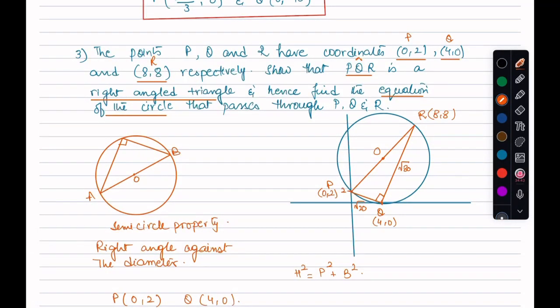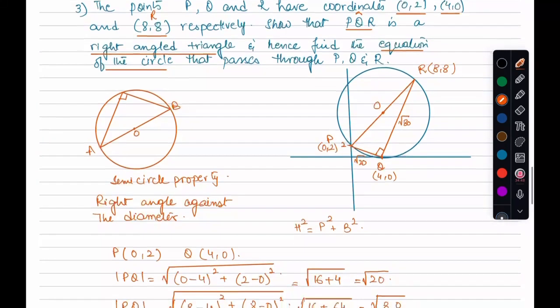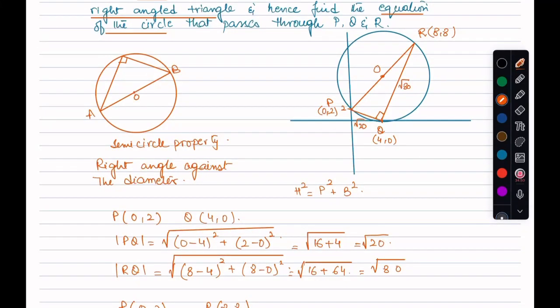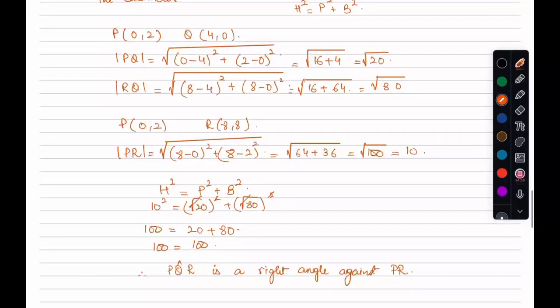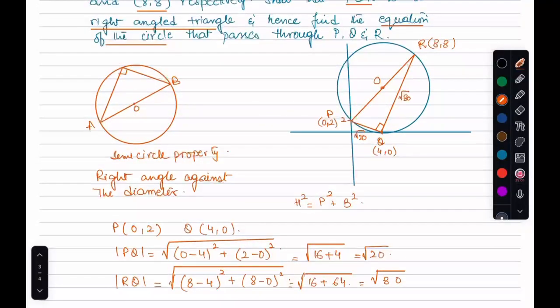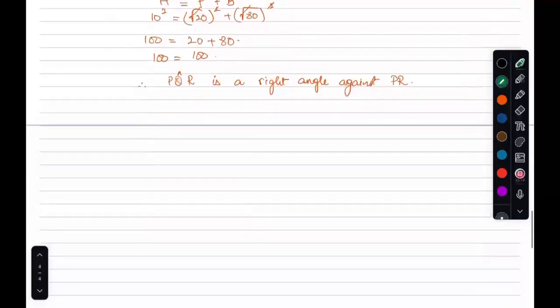The second part says, hence find the equation of the circle that passes through P, Q, and R. To get the equation of the circle, it's the center and the radius that we need. To find the radius, I already have PR, and PR was equal to 10. So I can say that the radius in this case should be 5. I have the radius. The other thing that is left is to get the center point, or the midpoint of P and R.